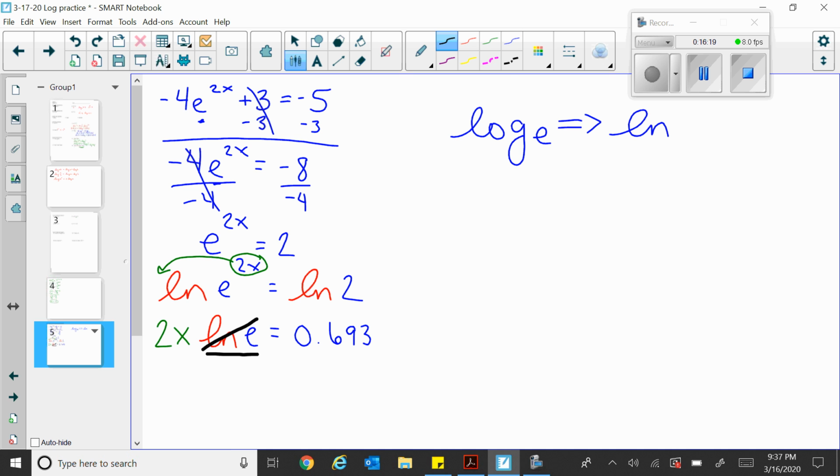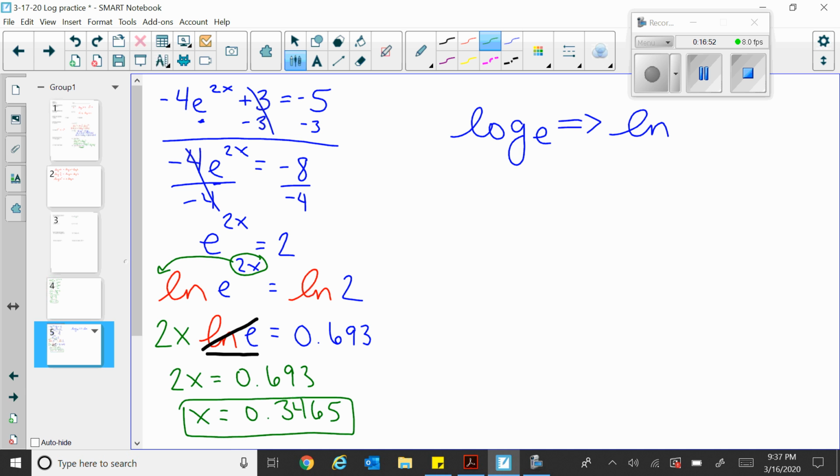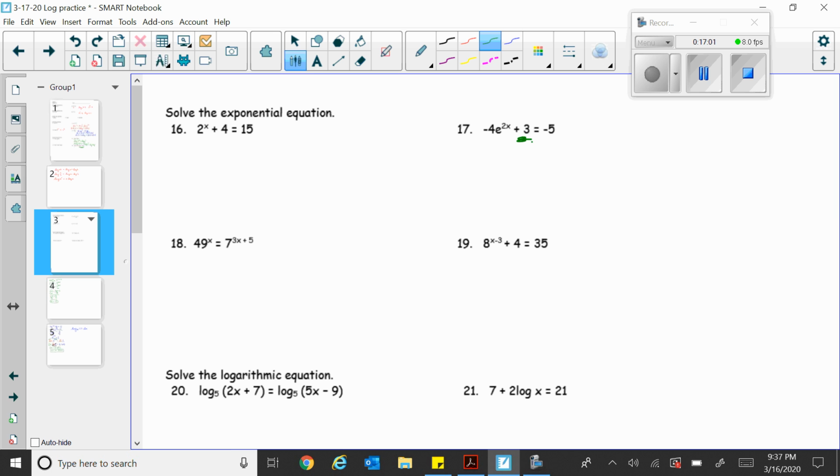So that cancels out. All you're left with now is 2x equals 0.693. Now we're going to get x by itself by dividing by 2. If I take 0.693 and divide it by 2, I get 0.3465. If you want to round that to 0.347, that's fine. I just went ahead and did all 4 decimals because it gave me exactly 4 decimals. So that would be how you do number 17.